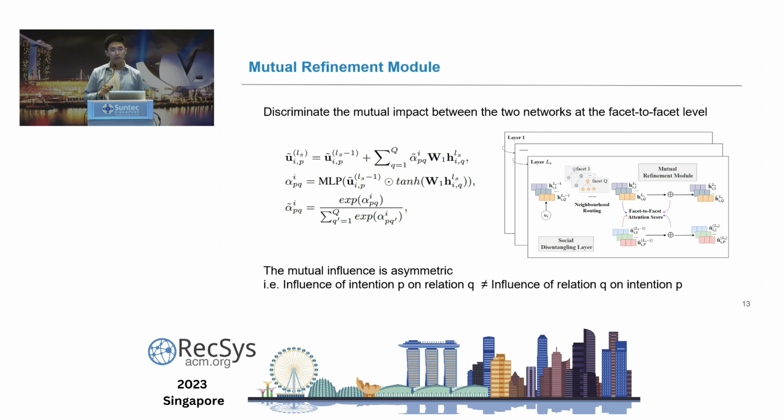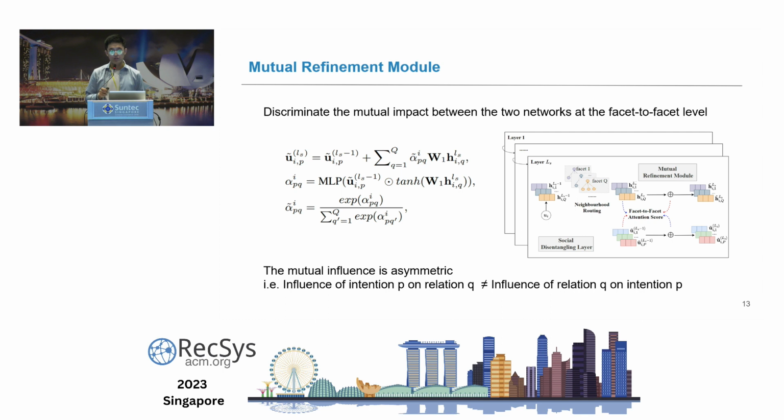On the screen is an example of how the social embedding is used to refine the user's preference embedding. Basically, u_i^P means the user's preference embedding on facet P, and then we aggregate the user's social embedding on all the Q facets. We learn the attention score alpha_PQ, which means how important the social facet Q is in refining the intention facet P. And then we do the linear combination to aggregate all the embeddings.